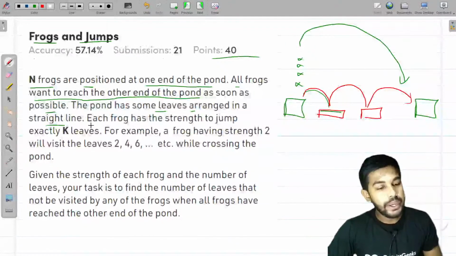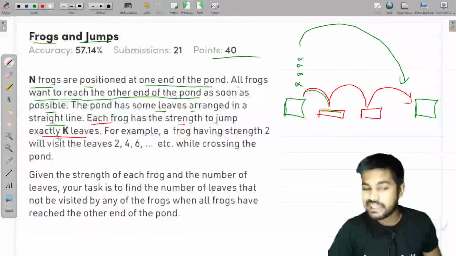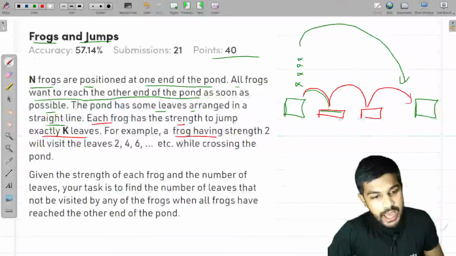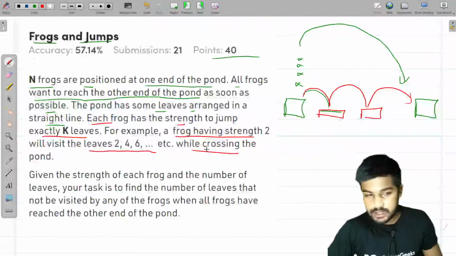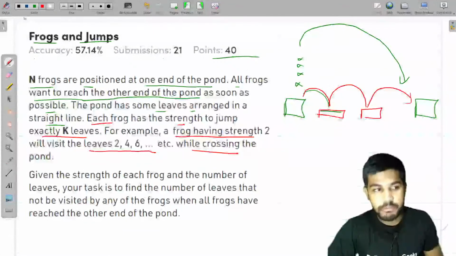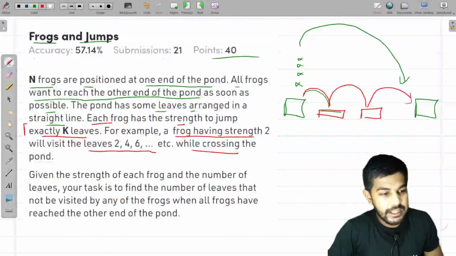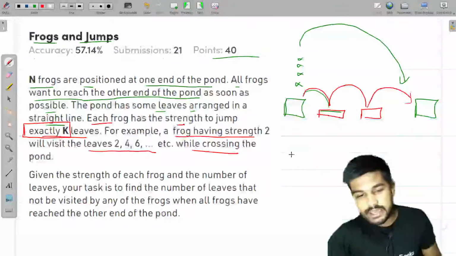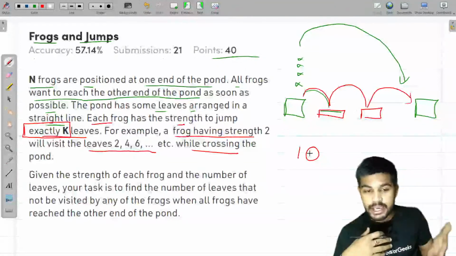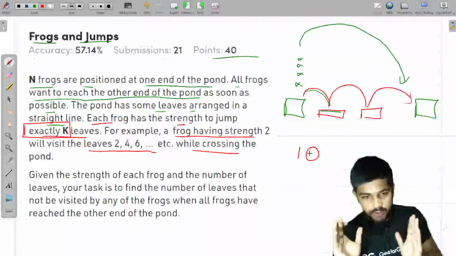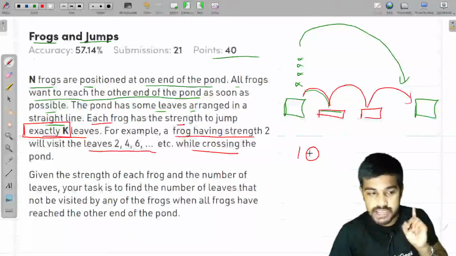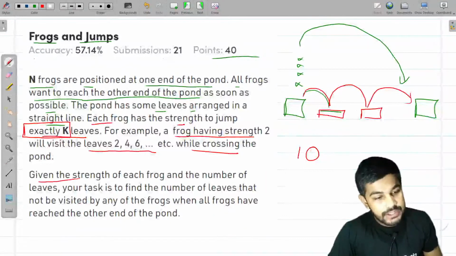Now, each frog has the strength to jump exactly K leaves. For example, a frog having strength 2 will visit leaves 2, 4, 6 while crossing the pond. The most important thing according to me is this word: exactly. Suppose the strength of the frog is 10. Then it would take jumps of only 10, not less nor more, just exactly K leaves.